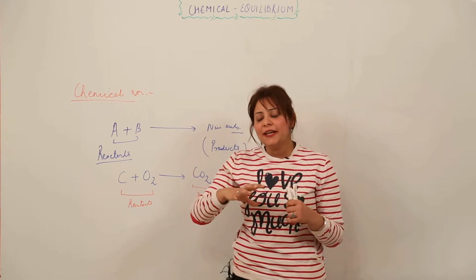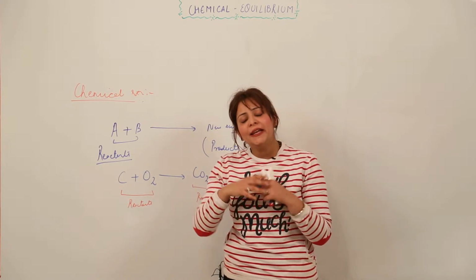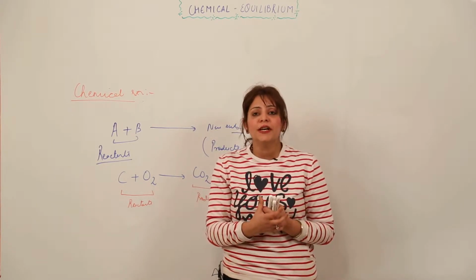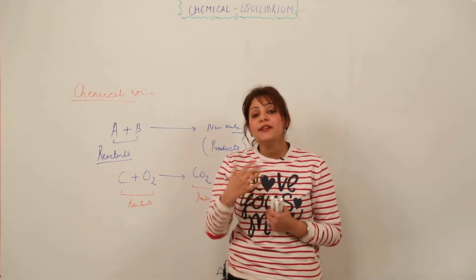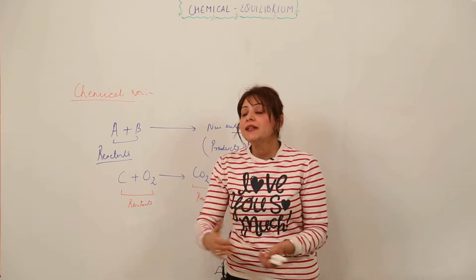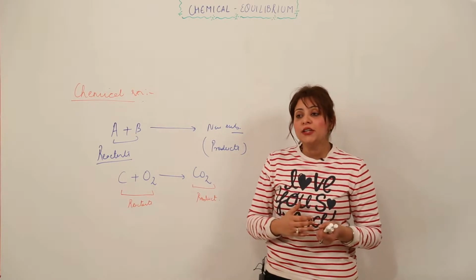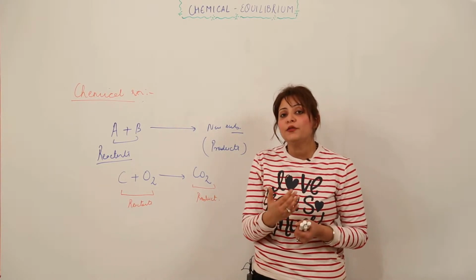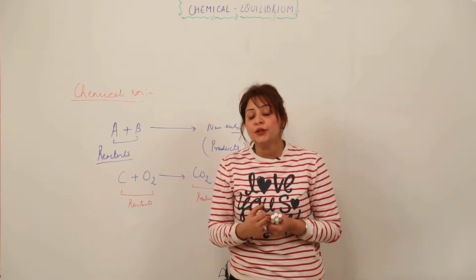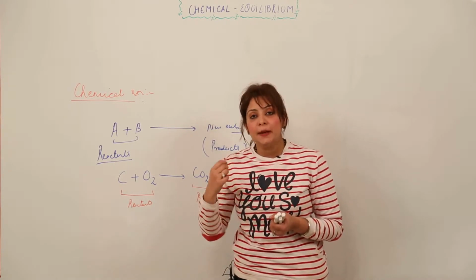So, as I've told you with many examples, there are many types of reactions taking place. But in chemical equilibrium, we are considering one kind of reaction that has to be taken into consideration where this equilibrium is being applied, right?